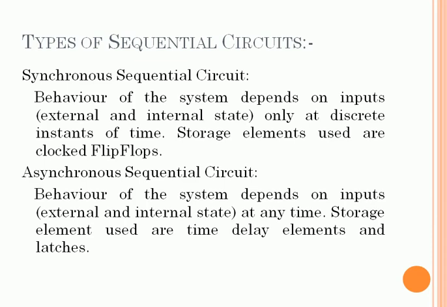Types of sequential circuits. We have two types of sequential circuits: synchronous sequential circuit and asynchronous sequential circuit. In the synchronous sequential circuit, the behavior of the system depends on the input only at discrete instants of time. That means we will get the output of these types of synchronous circuits when we provide the inputs at the clock pulses with the discrete instants of time. The storage elements used here are the clocked flip-flops.